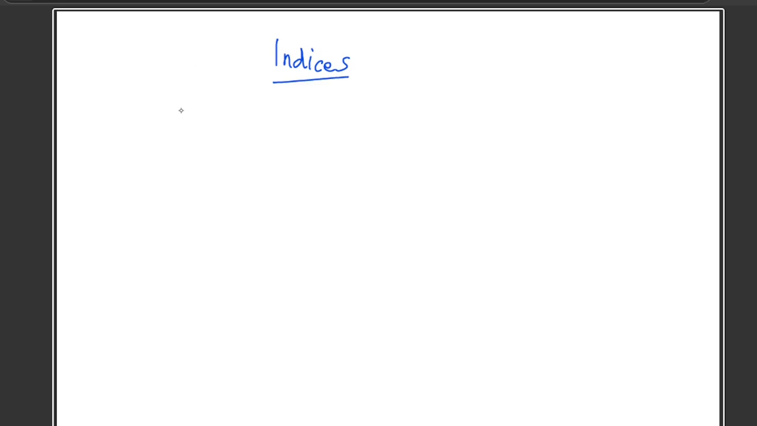So what is indices? Let's start with this. Indices is the plural form of index. Index is singular, while indices is the plural. And what is an index? When you say an index, it simply means the number of times you multiply a number by itself. An index is the number of times you multiply a number by itself.